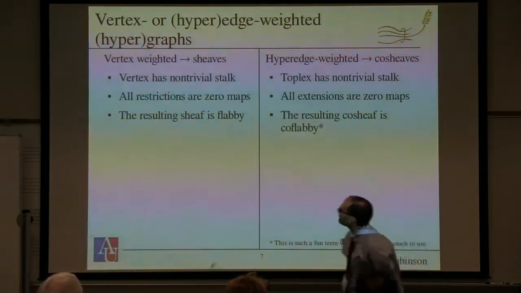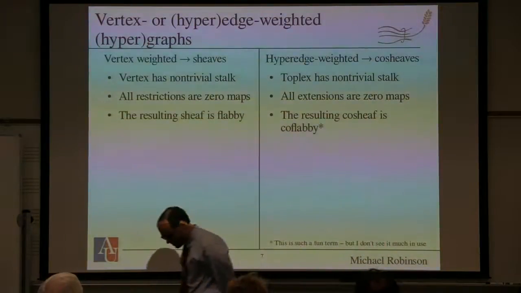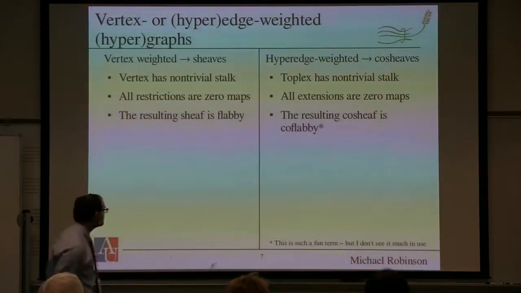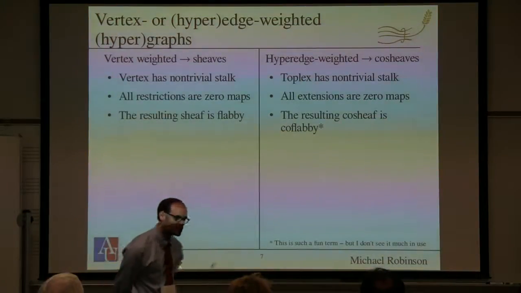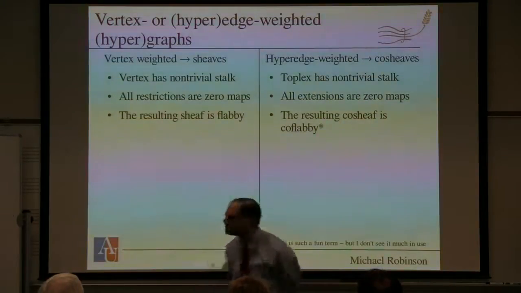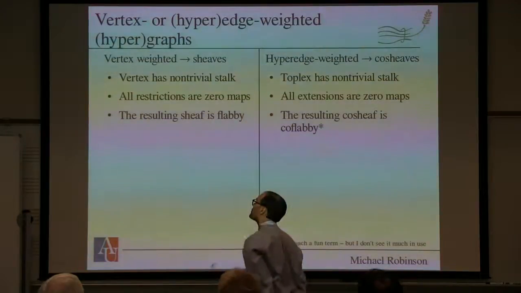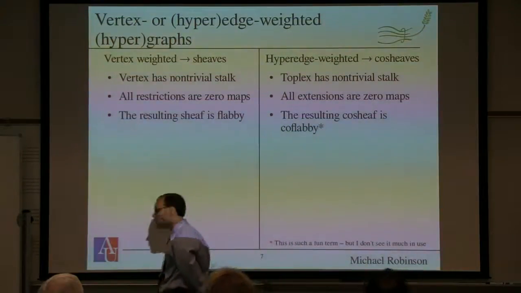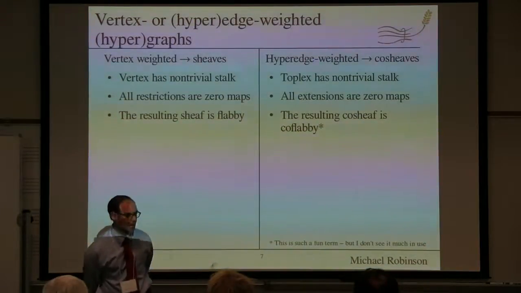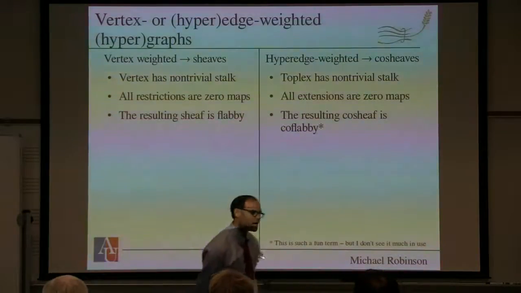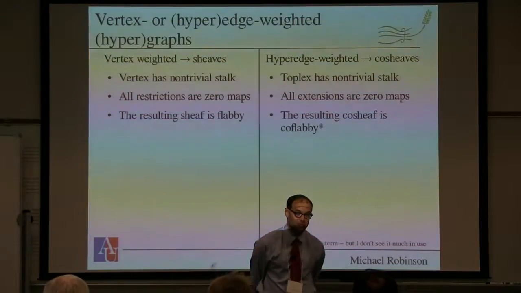Okay, we mentioned previously this notion of flabbiness. If I start out with vertex-weighted graphs with no further constraints at all, that gives me a sheaf. It's got a non-trivial stalk on each vertex, all the restriction maps are 0, and the resulting sheaf is flabby. And not a whole lot can be said about what it's doing, because it's not doing a whole lot.